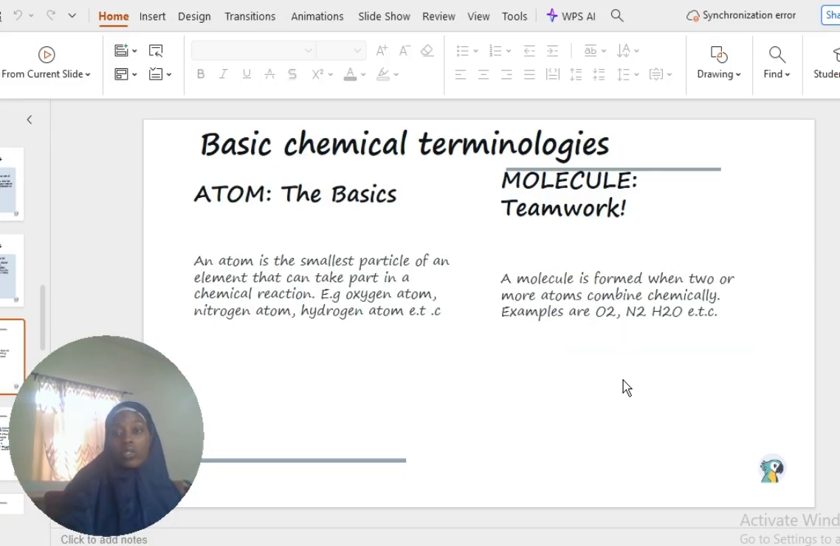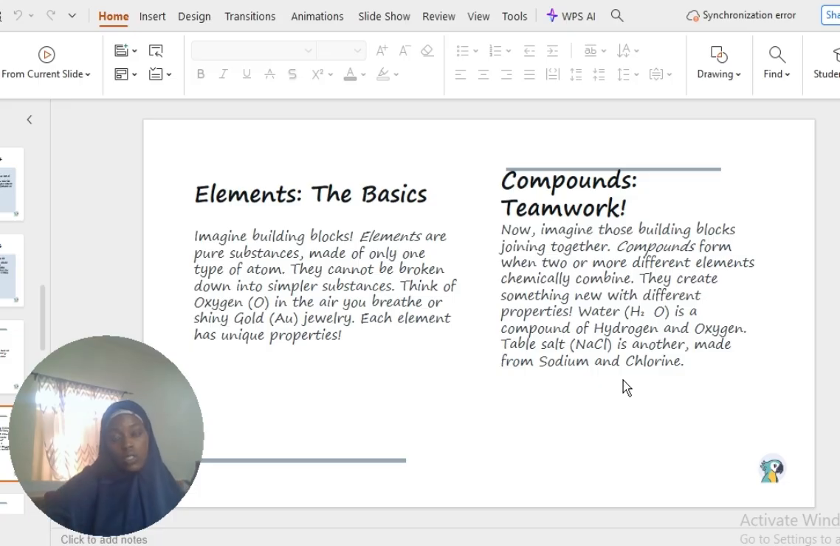Then we have molecule. A molecule is formed when two or more atoms combine chemically. So atom is the basic, and molecule is teamwork. That is when two atoms come together. It doesn't have to be the same atom. Oxygen plus oxygen, we have O2. Two hydrogen plus one oxygen will give us H2O, which is water.